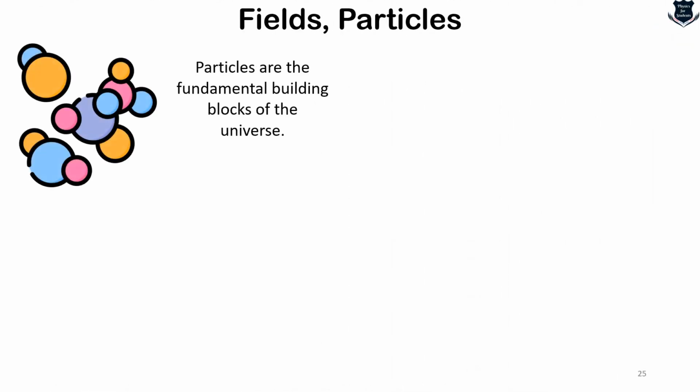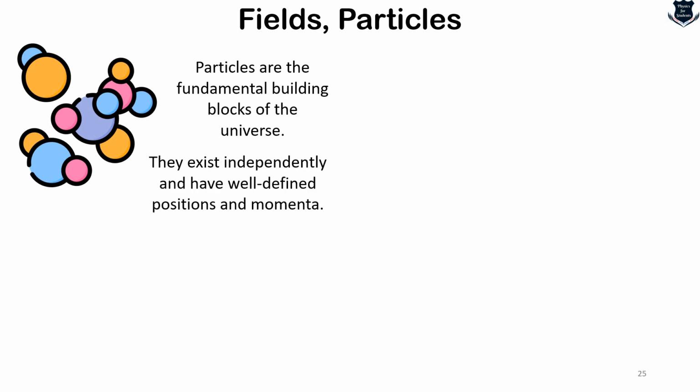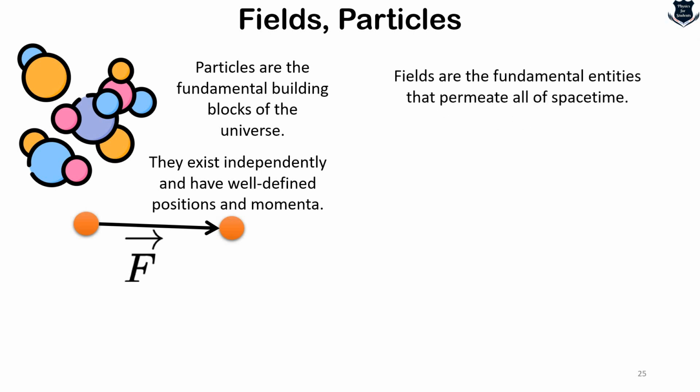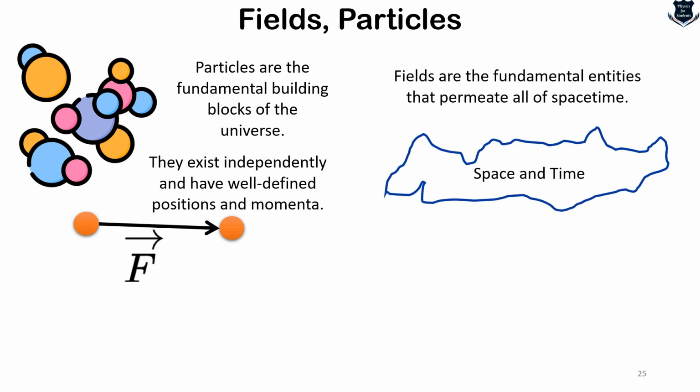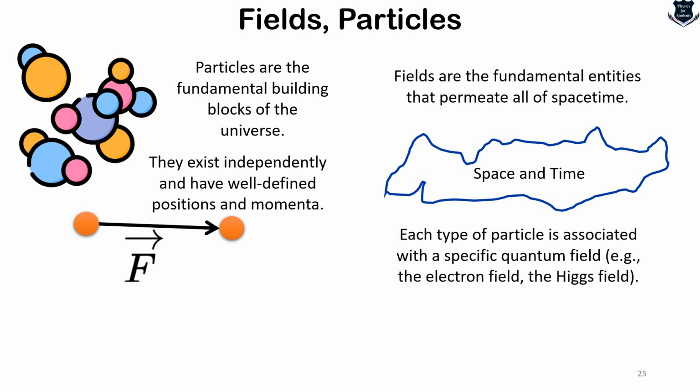So we know that earlier, particles were the building blocks of the universe. They exist independently and two particles exert force on one another. This was the classical theory. Now we find that fields are the fundamental entities, not the particles. And this is something which looks like this. And it permeates the entire space-time. Space and time, or space-time. Don't think that again it is a space-time continuum, because we have discarded general relativity. So each type of particle is associated with a specific quantum field. For example, there is the electron field, there is a positron field, and a Higgs field.